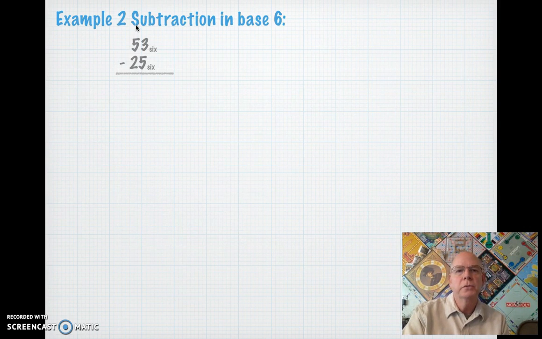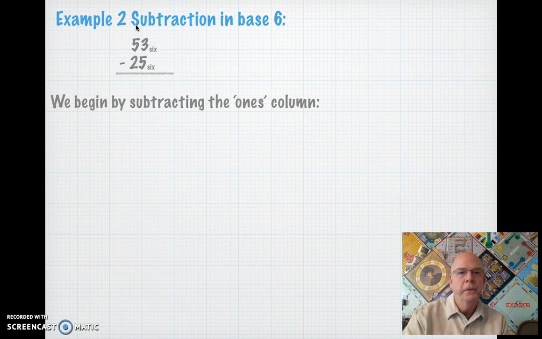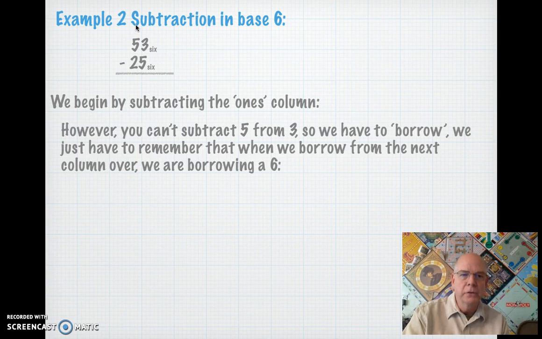Okay, let's jump to subtraction now. So here's an example in subtracting in base 6. We want to take 25 base 6 from 53 base 6. That's our subtraction problem. And so we begin again by subtracting the ones column. But there's a problem here. We can't subtract 5 from 3, just like we can't do that in base 10.